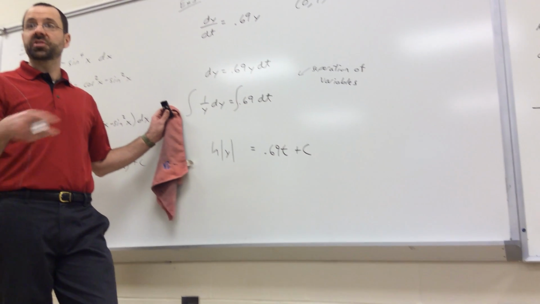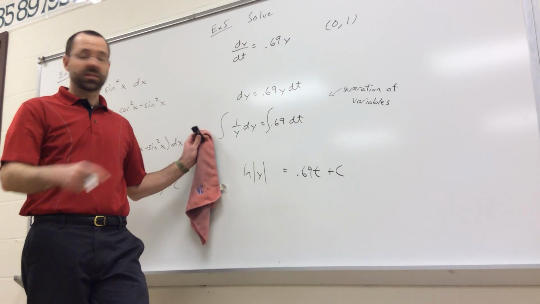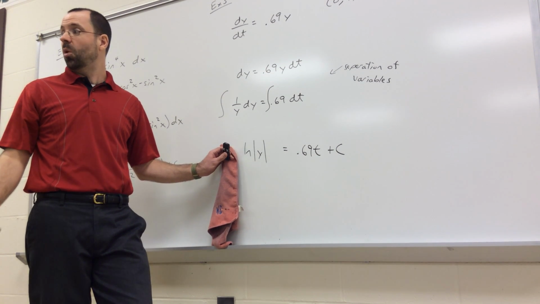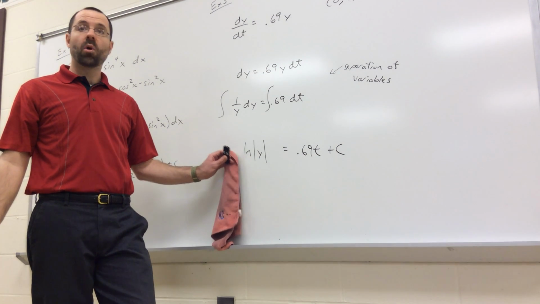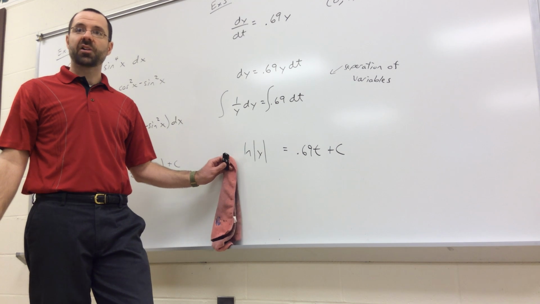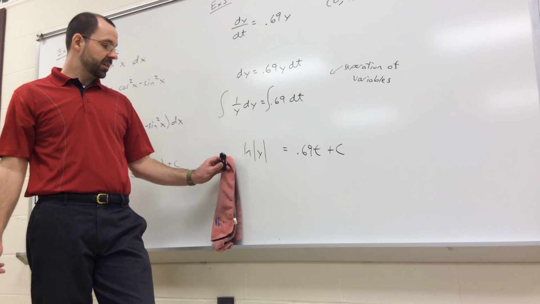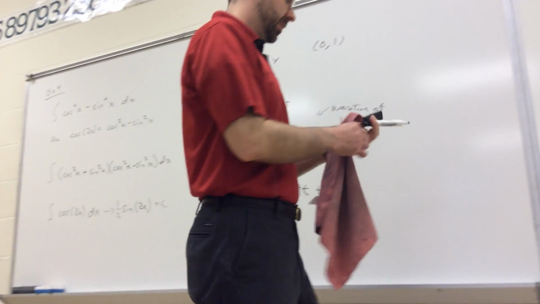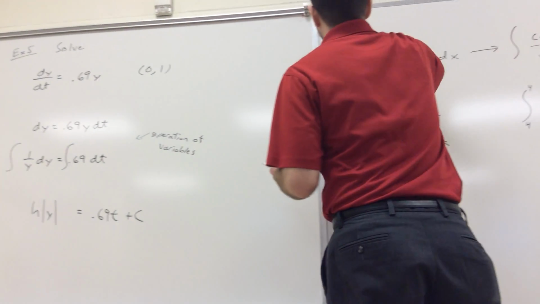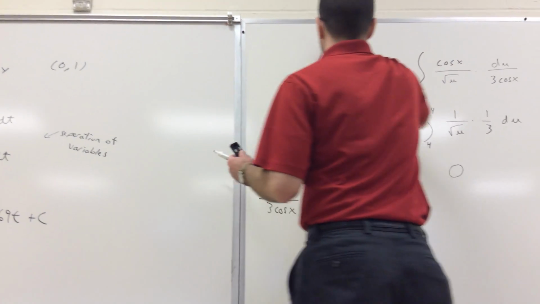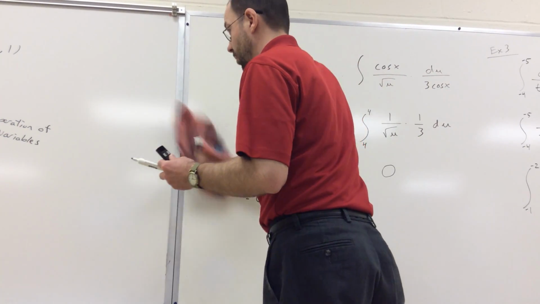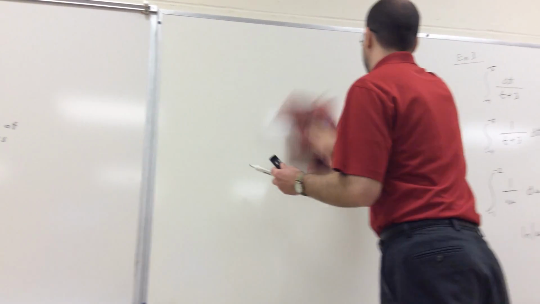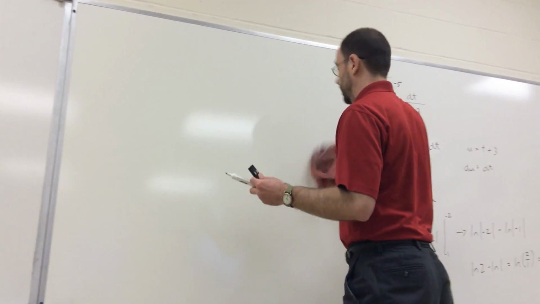So I got the variables separated, put all the y's on the left, all the t's on the right. Then I took the antiderivatives. Now I'm trying to find the original y equation, so I need to get y by itself. So now I have some algebra left to do. How do you get rid of natural log? I'm trying to get y by itself. That ln is in the way. So what do you do to get rid of natural log?